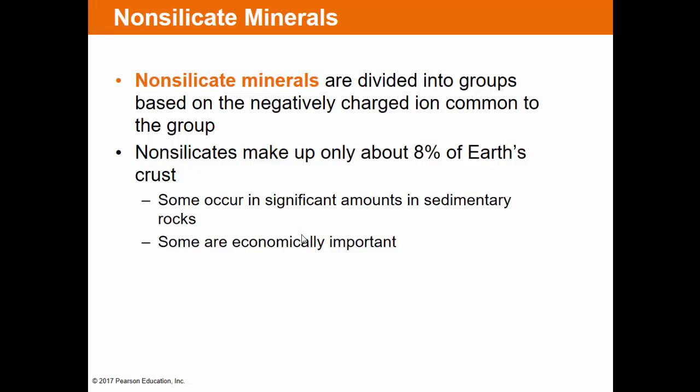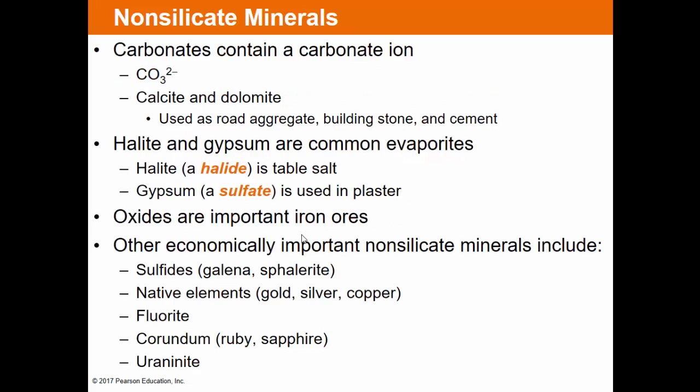All right. Also, we have lots and lots of silicate in crustal rocks, but we also have non-silicate materials. And the non-silicates are divided into groups based on the negatively charged ion that is actually common to that group. So non-silicates make up about 8% of the Earth's crust. They occur in significant amounts in sedimentary rocks, and of course some of those non-silicates are economically valuable.